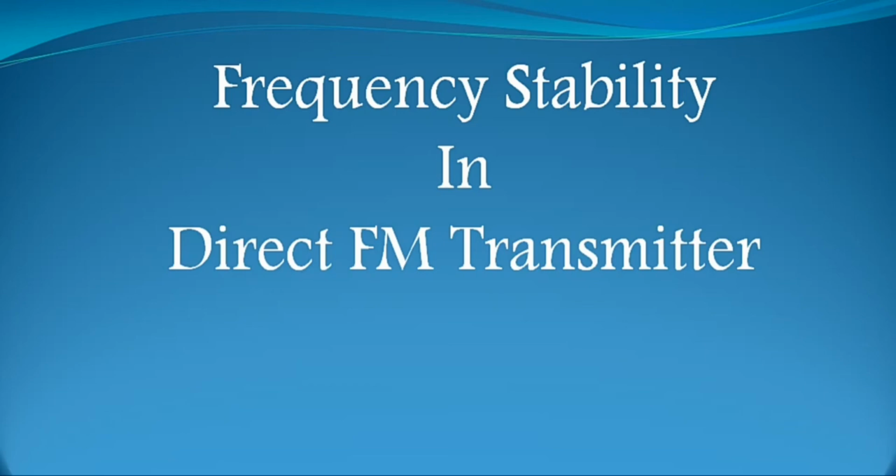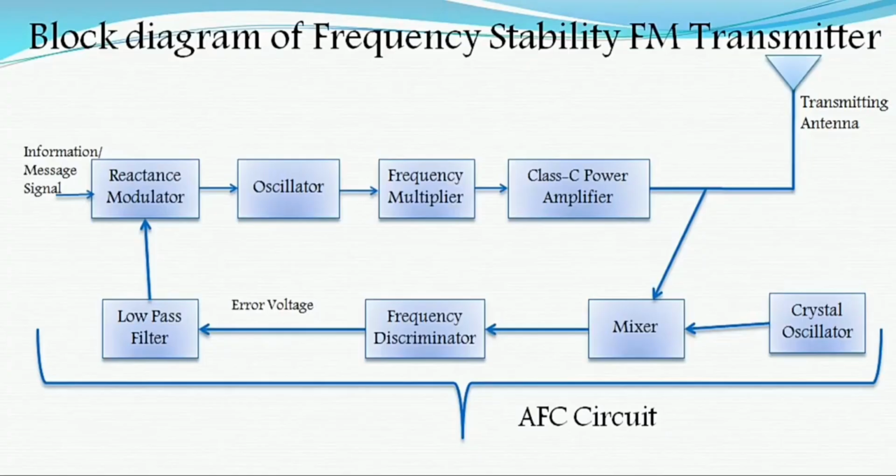And how we can achieve this is by simply using a frequency stable circuit in the feedback path of the reactance modulator FM transmitter. So here, one frequency stability circuit we are using is an automatic frequency control circuit, that is an AFC circuit, in the feedback path of the reactance modulator or direct FM transmitter. Now let us see how the circuit will be.